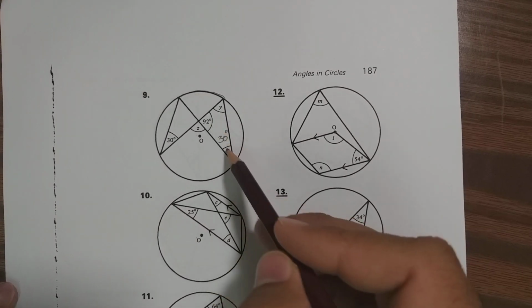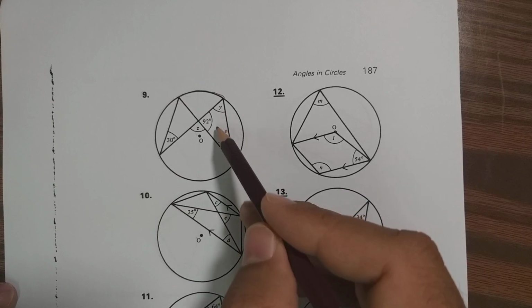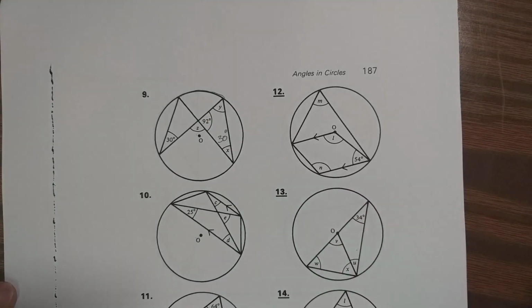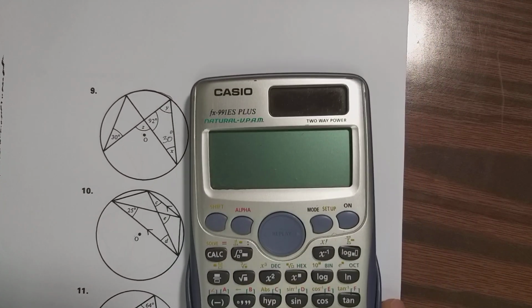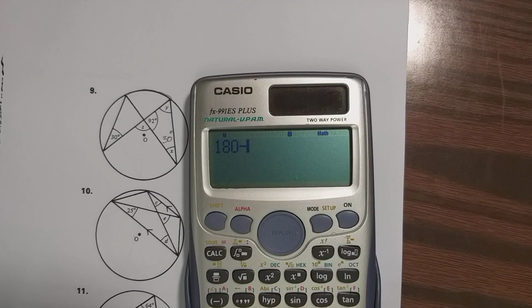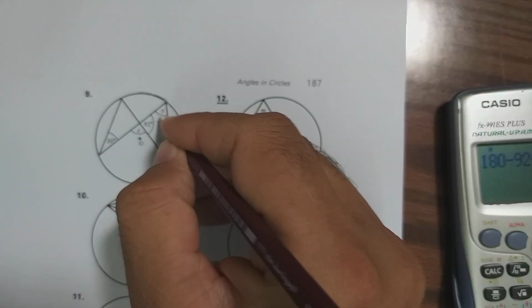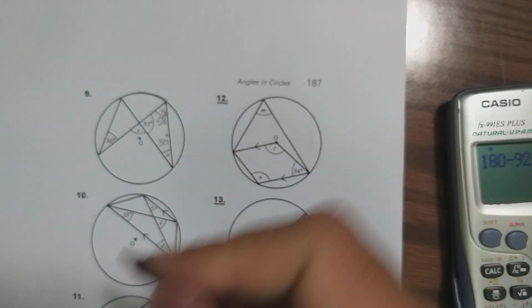So total angles in a triangle add up to 180. So 180 minus these two angles, you will find the angle y. So 180 minus 92 minus 30, 58. So angle y equals 58 degrees.